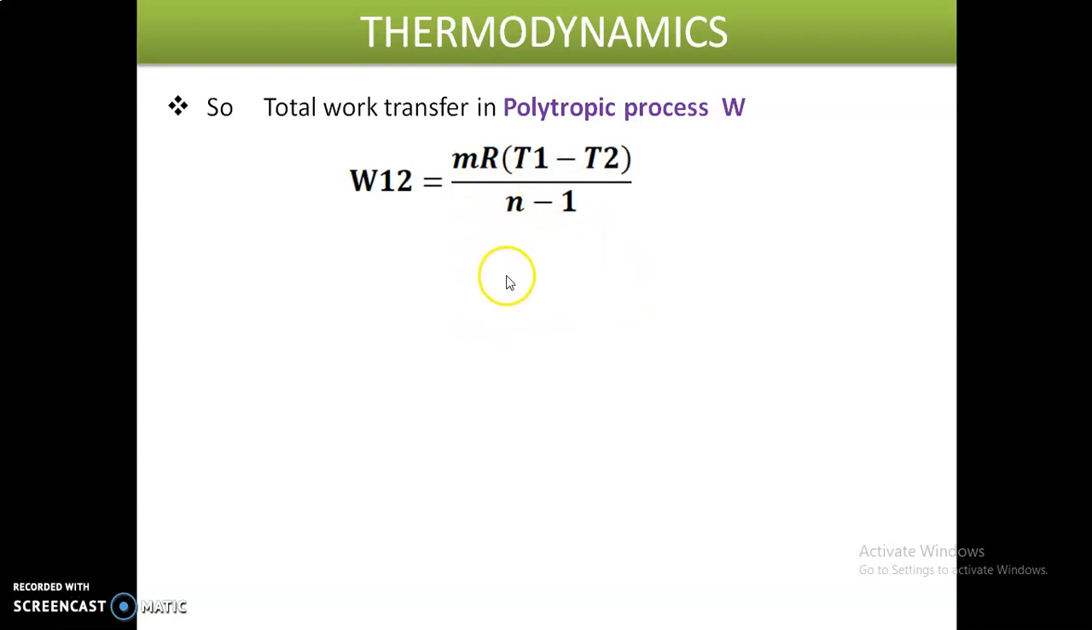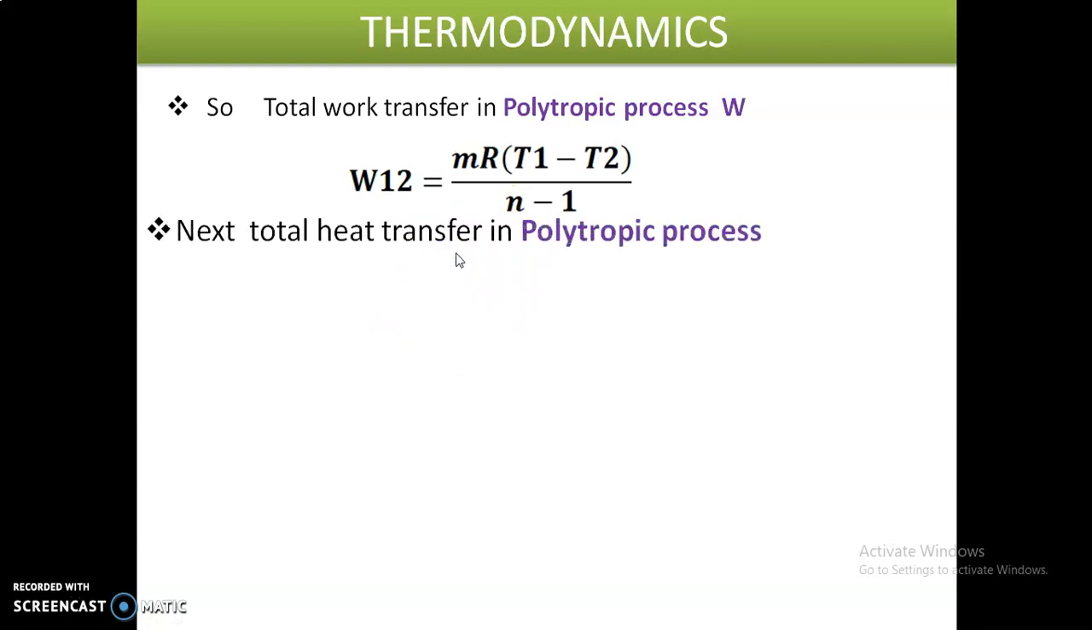Next, let us see the total heat transfer in the polytropic process. Already we know that the total heat transfer Q is equal to dU plus dW.